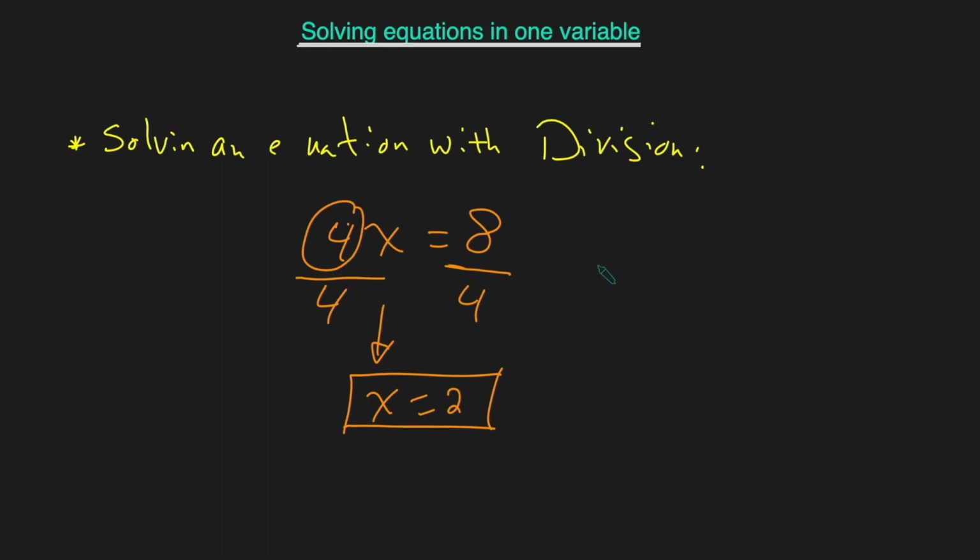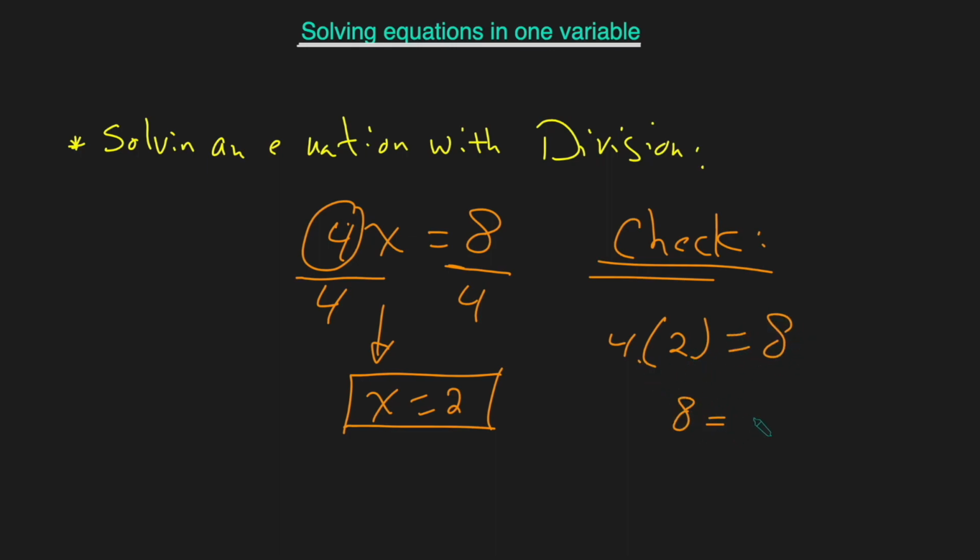And now I go ahead and substitute that into my equation to check my solution. My equation is 4 times x. Now I found that x is 2. Does that equal 8? Well, 4 times 2 is 8, equals 8. So I checked and this is true.